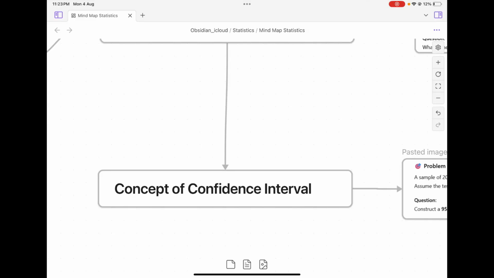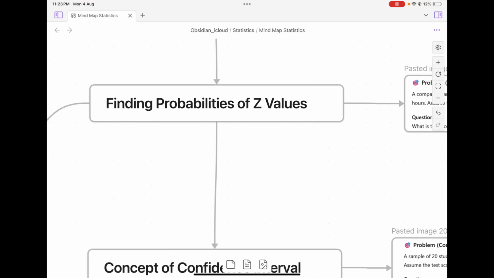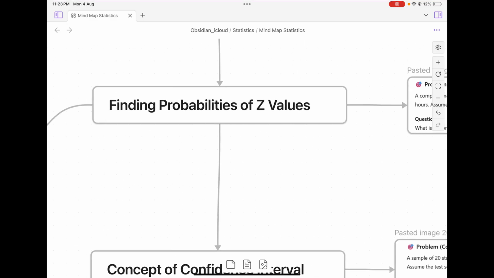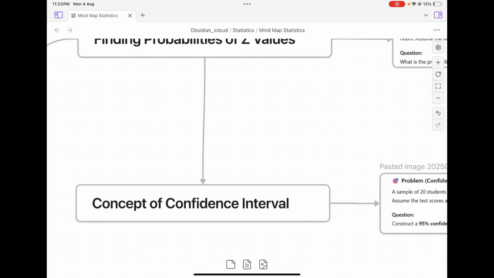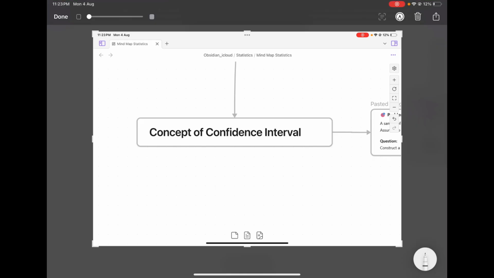Next, we will study the concept of confidence interval. In the previous lecture, we have seen how to find the probabilities using the Z values. Now, we are moving to the concept of confidence interval. Let us take the earlier example itself.